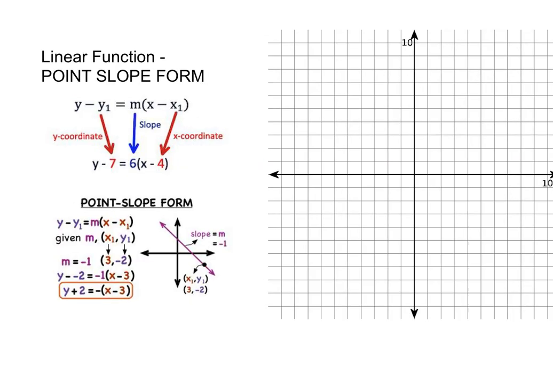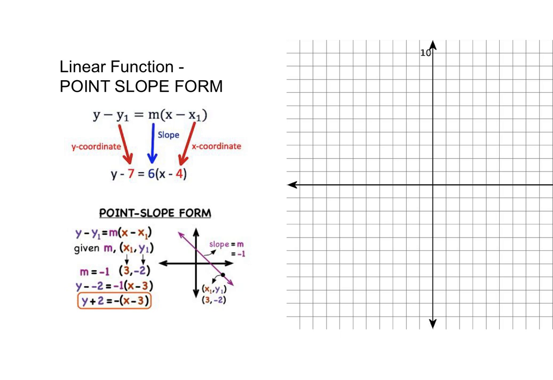Now, point-slope form. This is new, all right? And I want you to look very, very carefully because this right here is point-slope form. So what does this require? Point-slope form requires two things. It requires an x and a y, a point, and the slope.